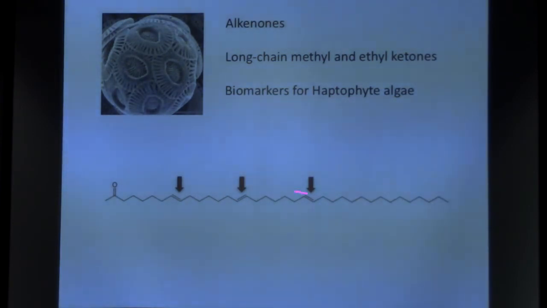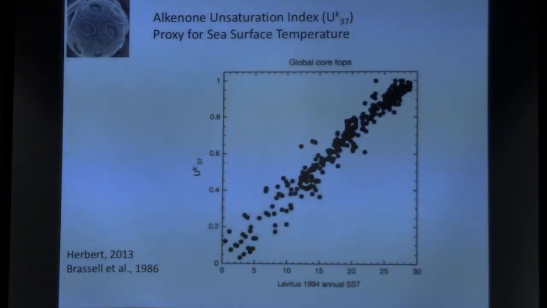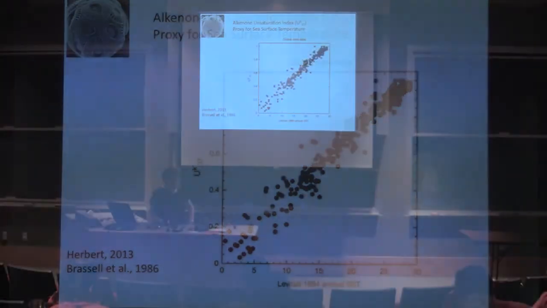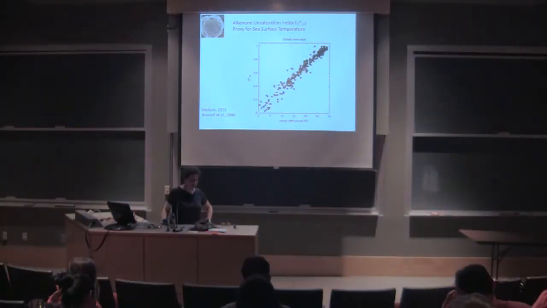So the ratio of the 3 to 2 double bonds is a measure of the temperature of the growth environment for these source organisms. And that's shown here. This is a compilation from Tim Herbert's lab, and it shows the ratio of the 2 to 3s changing as a function of annual sea surface temperature from the global oceans. This is expressed in a very, I don't know, kind of silly label.